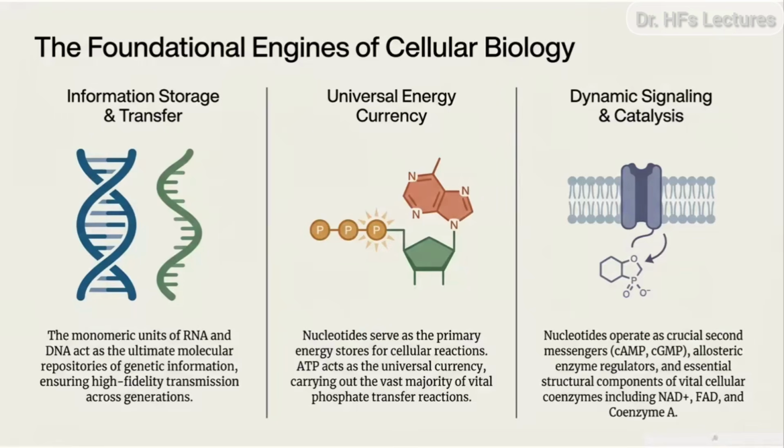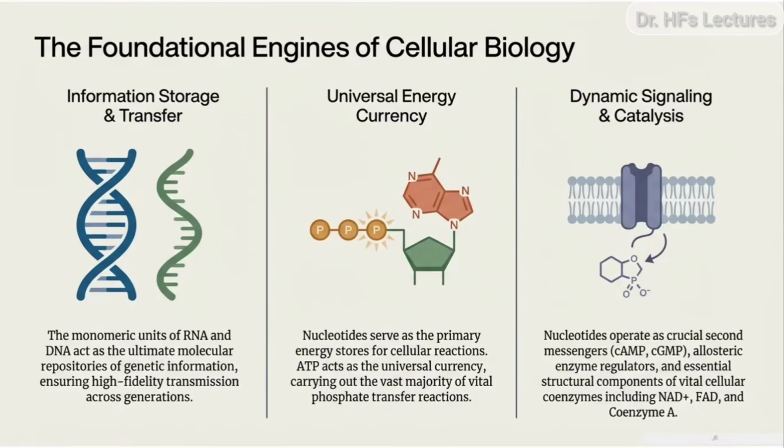Nucleotides serve various functions, which can be divided into three major parts. They help to store information and transfer the information. They serve as the universal energy currency, and also in terms of dynamic signaling and catalysis. Nucleotides are the monomeric units of RNA and DNA, and they are the repositories of genetic information and ensure that the information is transferred properly, ensuring that there is high fidelity transmission across generations to prevent loss of information.